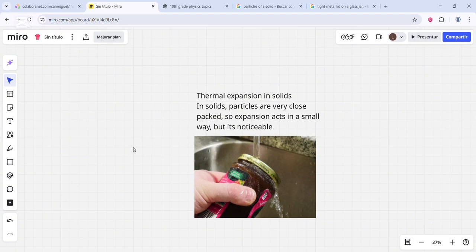Here we have a real life example. Hot water is used to expand the metal lid of the jar. So the water hits the lid and the lid expands because it's made of metal, and the particles move faster and it causes it to expand.